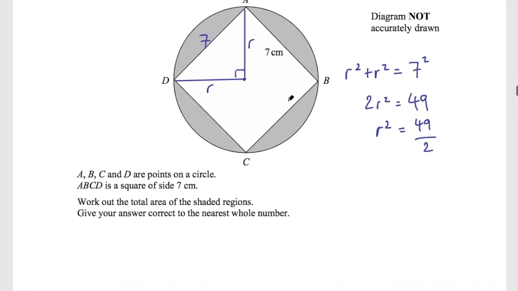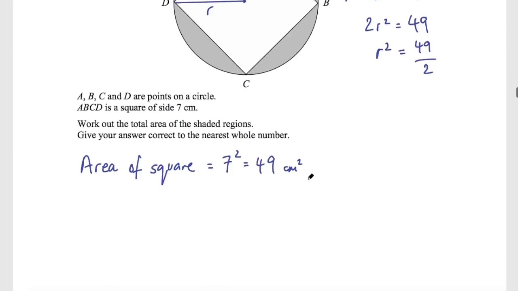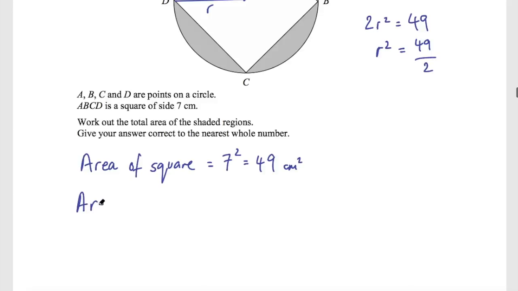So to find the shaded region, we need the area of the square and the area of the circle. So the area of the square, well, that's easy. That's just the side length squared. So area of the square is going to be 7 squared, which is 49 centimeters squared. And now we need the area of the circle.